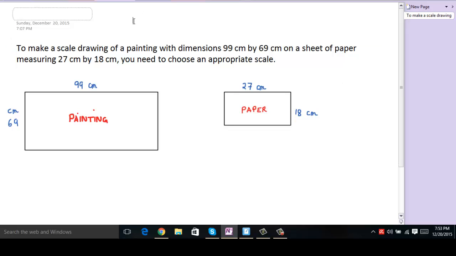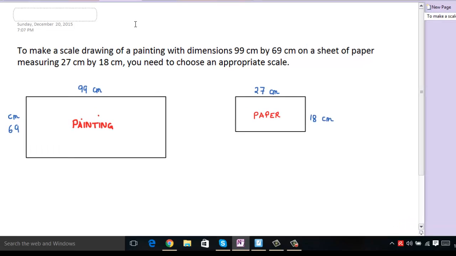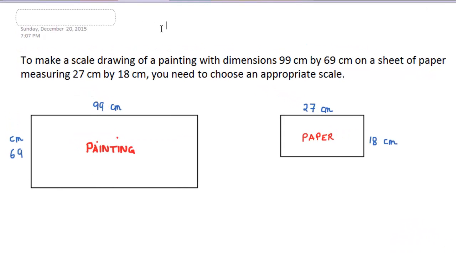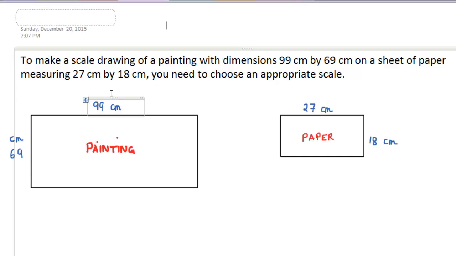So let's talk about this example. To make a scale drawing of a painting with dimensions 99 centimeters by 69 centimeters, this is the example on the left side, on a sheet of paper measuring 27 centimeters by 18 centimeters. That means you have a real painting on the wall whose dimensions are 99 by 69. You want to transfer the same drawing of this painting onto small paper whose dimensions are 27 by 18 centimeters. How can we solve this problem?